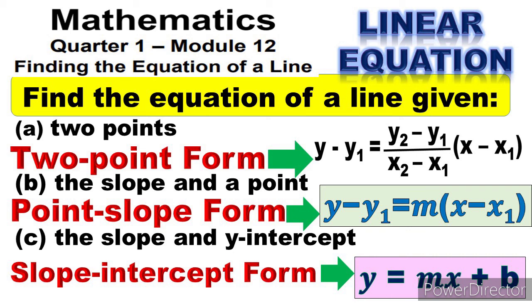Okay, and letter C, the third one is find the equation of a line given the slope and y-intercept. Okay, again, sa letter C, given ang slope at y-intercept. And that is what we call slope-intercept form. So, we're going to use y equals mx plus b.